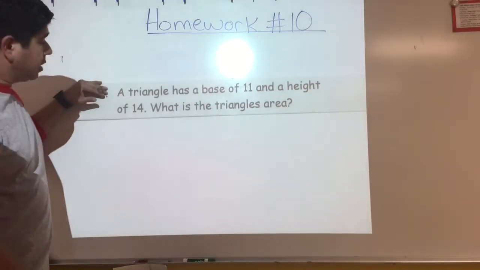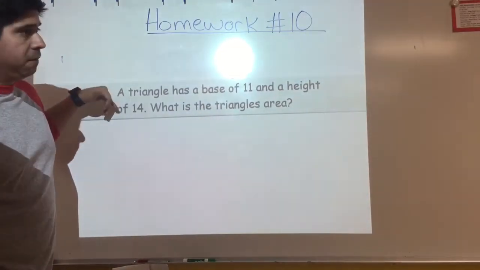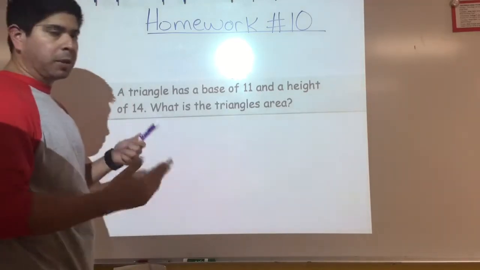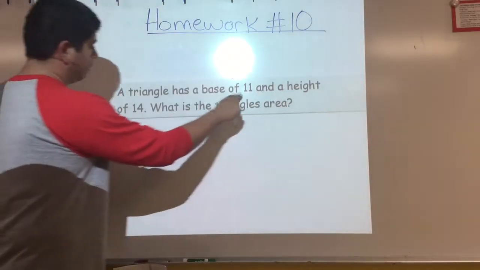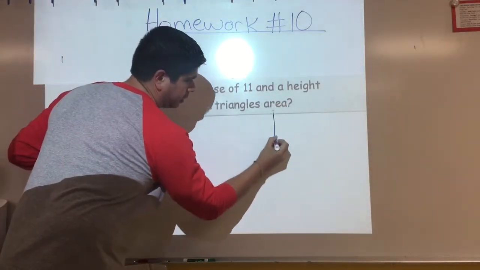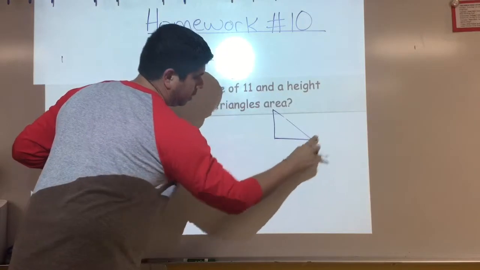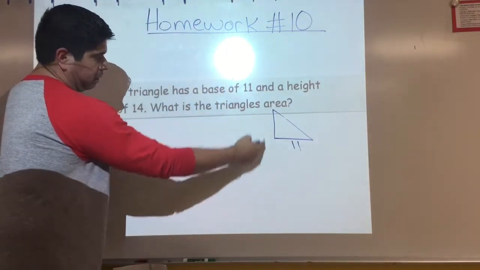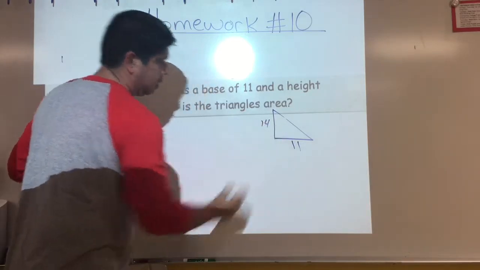Okay, number 6 says a triangle has a base of 11 and a height of 14. What is the triangle's area? So if you need to, draw a picture, okay? Base of 11 and a height of 14. So you can make your triangle look like this. If it has a base of 11, that means down here. And the height, of course, is how tall it is, so this would be 14.